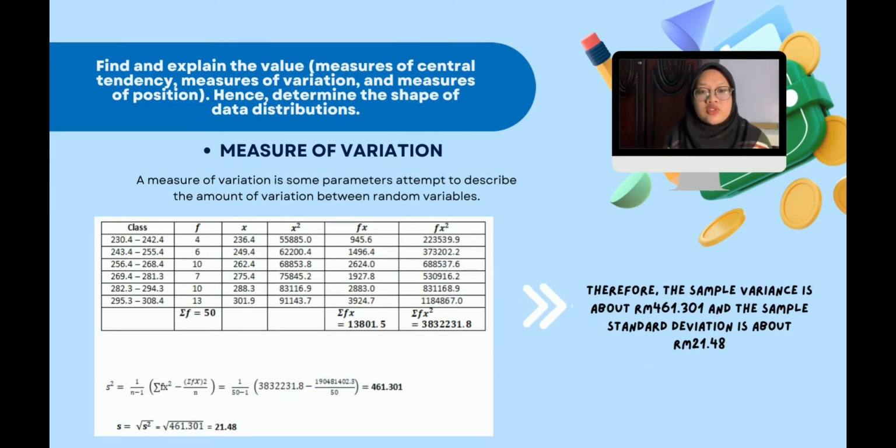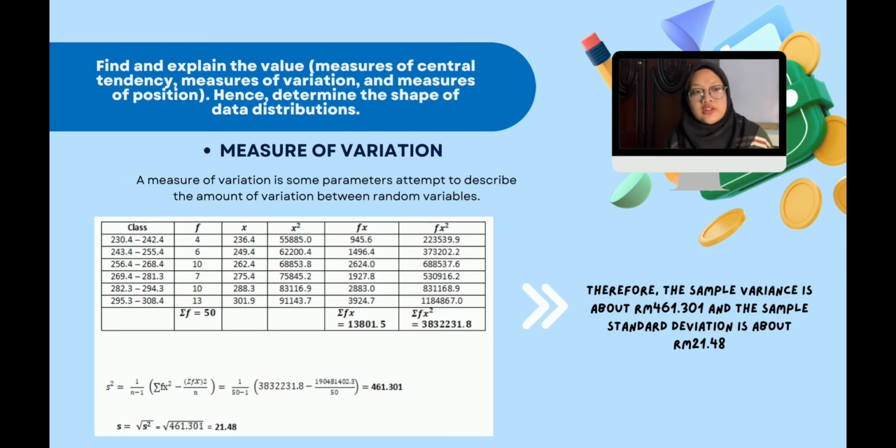Next is the measure of variation. Some parameters attempt to describe the amount of variation between random variables. The measures of variation also have their own formulas, which are given under the table. After we calculate using the formula, we will get 461.301. Then we have to find the standard deviation as 21.48.